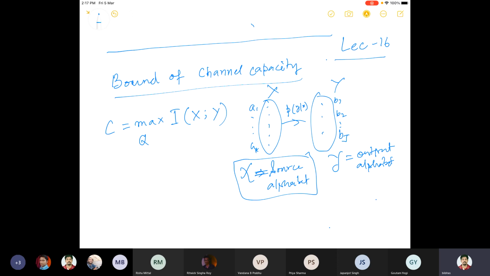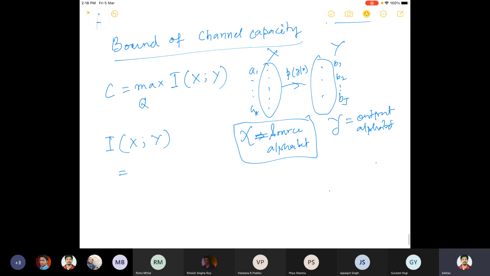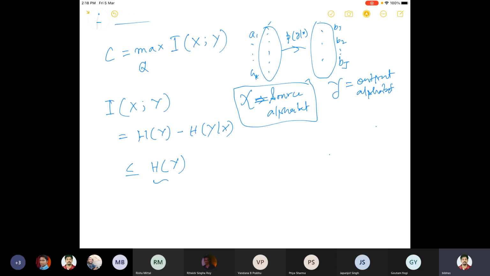So basically, from the definition of average mutual information, this can be written as the entropy of Y minus H of Y given X. Obviously, we can say this is less than or equal to H of Y because the other one is non-negative. And we already discussed earlier that there is always a bound for this entropy, which is less than or equal to the log of the number of elements in Y.